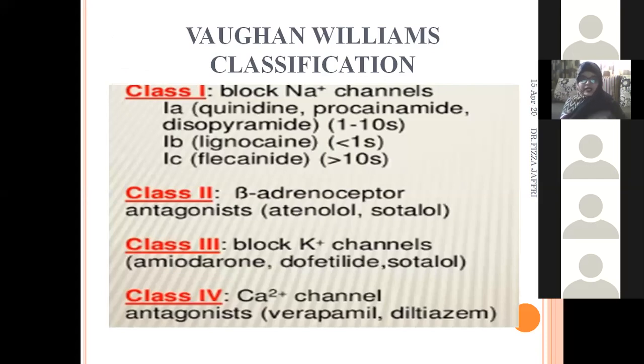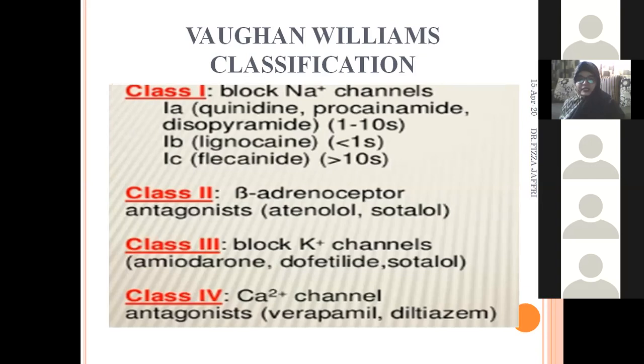So class 1 are the drugs that block the sodium channel, and it is divided further into 3 subcategories: 1A, 1B, and 1C, on the basis of duration of action. 1A acts for 1 to 10 seconds, 1B has a short duration of action, less than 1 second, and 1C has a longer duration of action, more than 10 seconds.